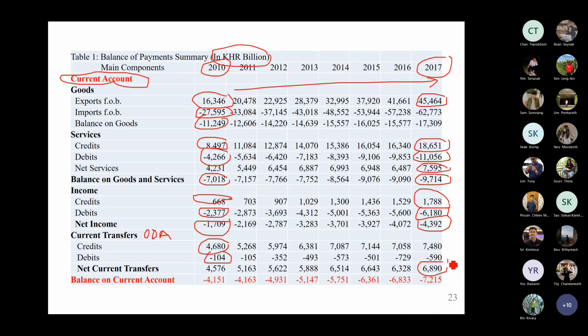Okay, so now we have the export and import of goods and services, and the transfers, and when we add them up, you can see we have the current account balance. The current account balance is 7.2 trillion in the year 2017. Okay, so now we finish the current account. Do you have any questions regarding the current account? Please let me know.